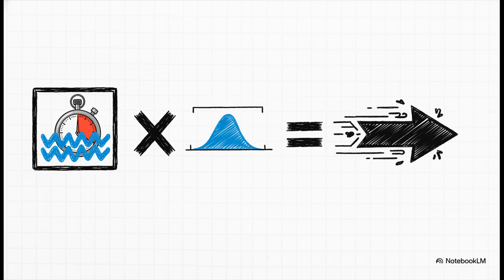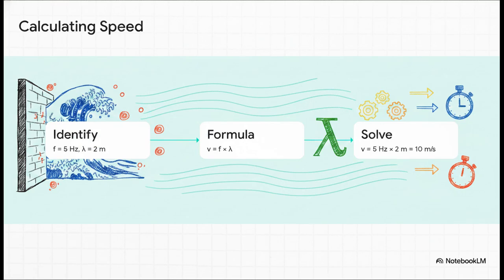In a given medium with constant conditions, wave speed remains constant. Because of that, if the frequency goes up, the wavelength has to get shorter to keep the speed exactly the same. Look at how beautifully simple wave math can be. If a wave has a length of 2 meters and it hits a wall 5 times a second, it has to be traveling at exactly 10 meters per second. You literally just identify your variables, plug them into the velocity formula, where v equals f times lambda, and multiply. It's incredibly elegant how all these properties just lock together perfectly.